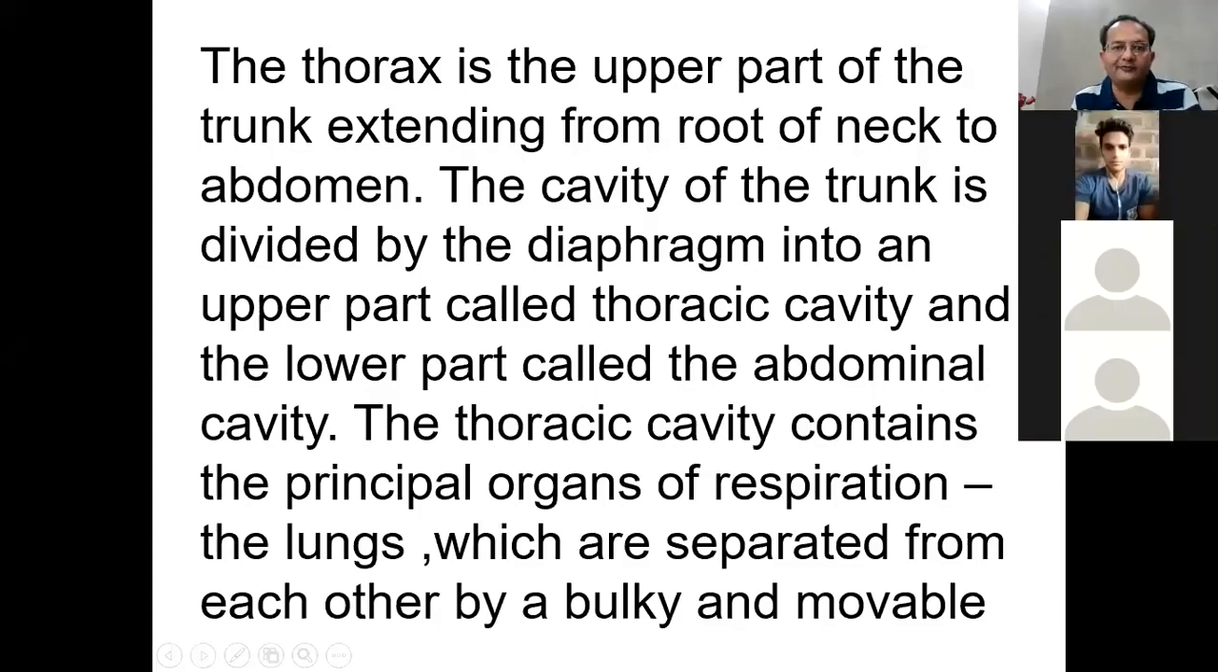The cavity of the trunk is divided by the thoraco-abdominal diaphragm into an upper part called the thoracic cavity and the lower part called the abdominal cavity. The diaphragm divides the thoracic cavity from the abdominal cavity.